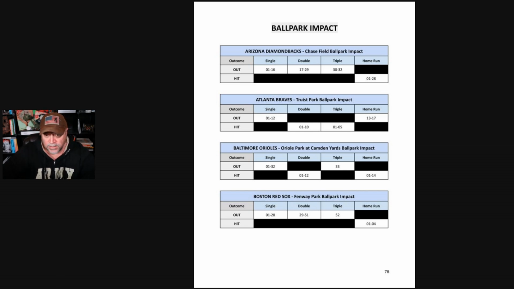So you get a hit. What do we do when you get a hit and you have a ballpark impact? Let's just look at Arizona's ballpark, Chase Field. On a hit, you have black for a single, black for a double, black for a triple, and then 1 to 28 on a home run.